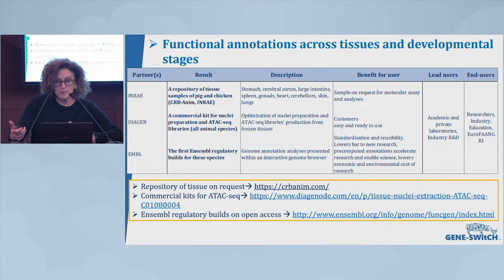And a very, very important outcome, that actually contains also all the efforts in the scientific terms, the publications that we are making and so on, is the first Ensembl regulatory builds for these two species by EMBL. So all the genome annotation analyses are presented within an interactive genome browser. And what this means as benefit for the user is standardization, reusability, lower bars for new research, pre-computed annotations, accelerated research and enabled science, and lower economic and environmental cost of research.